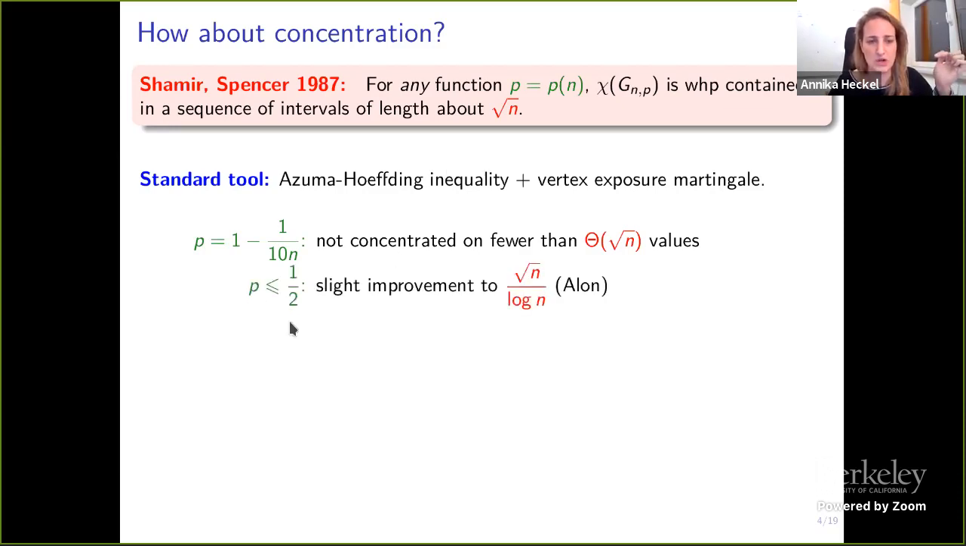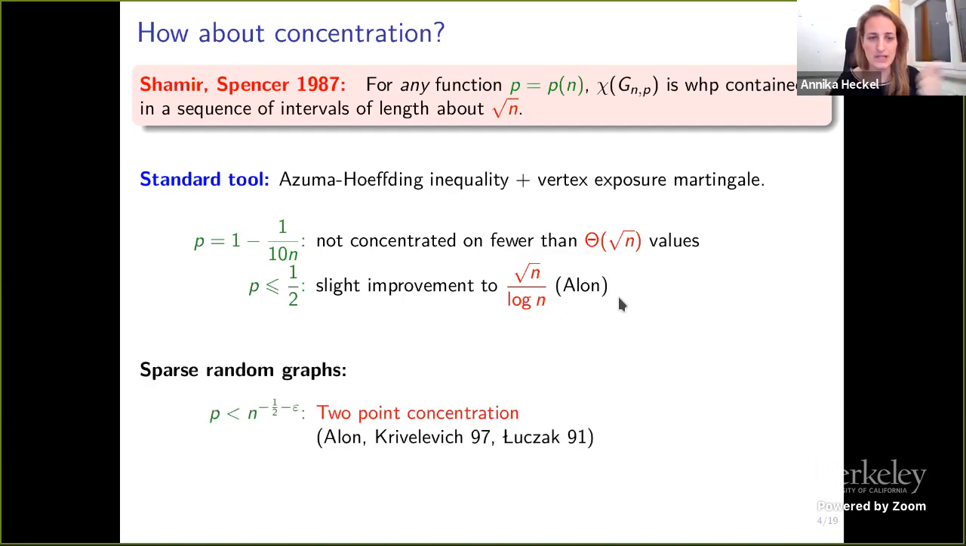So again, our favorite random graph G(n, 1/2), well, if you work a little bit harder, you can get another log factor out. That was shown by Alon. But actually, if p tends to 0 quickly enough, so if p is less than 1 over root of n, then it turns out the chromatic number of G(n,p) is 2-point concentrated. So this was shown by Alon and Krivelevich, building on the earlier work of Łuczak. So this is very, very strong concentration.